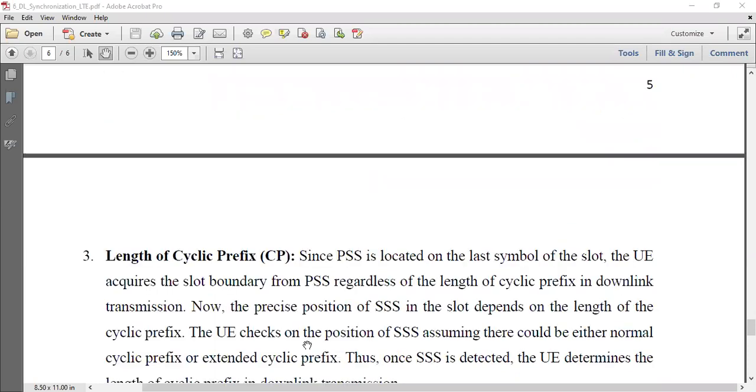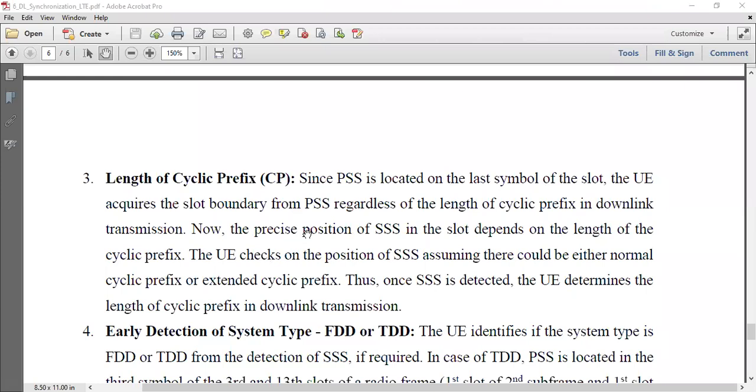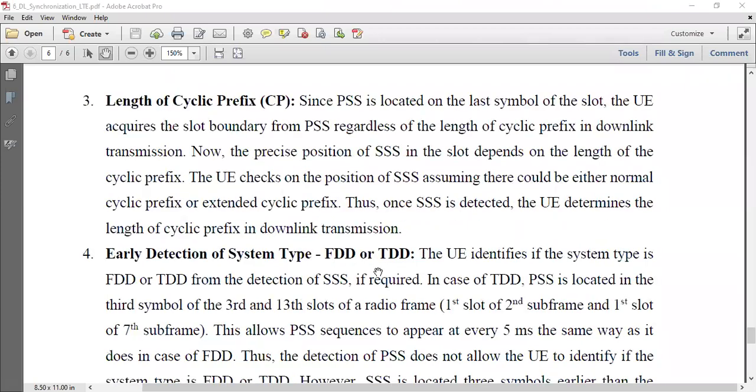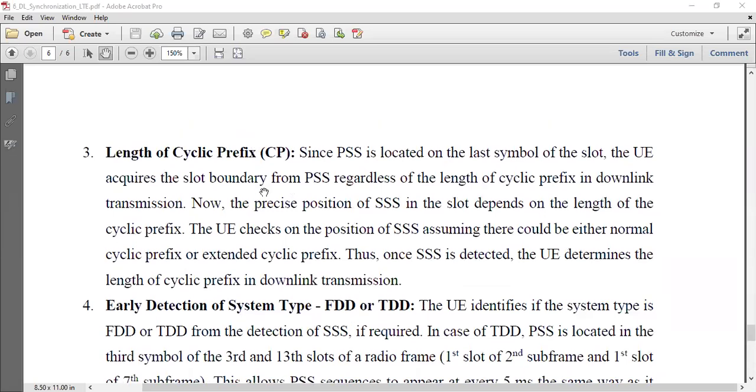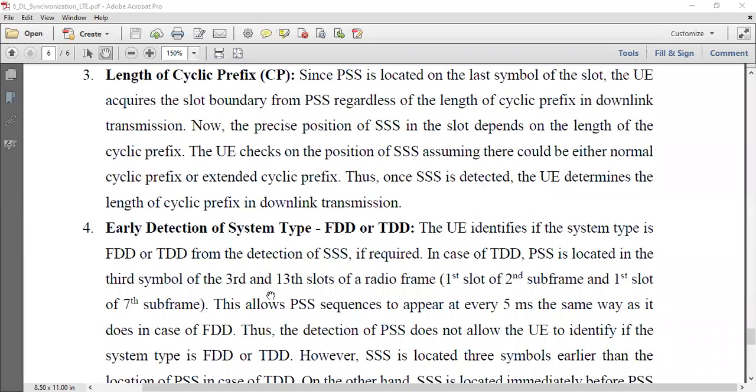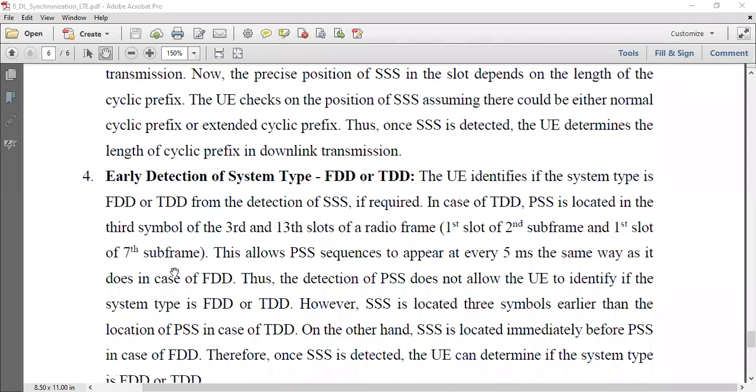And this part I will discuss later. Length of cyclic prefix, okay. I need to discuss cyclic prefix, so I'll discuss that in the next class, inshallah. And then I'll discuss the early detection of FDD and TDD.